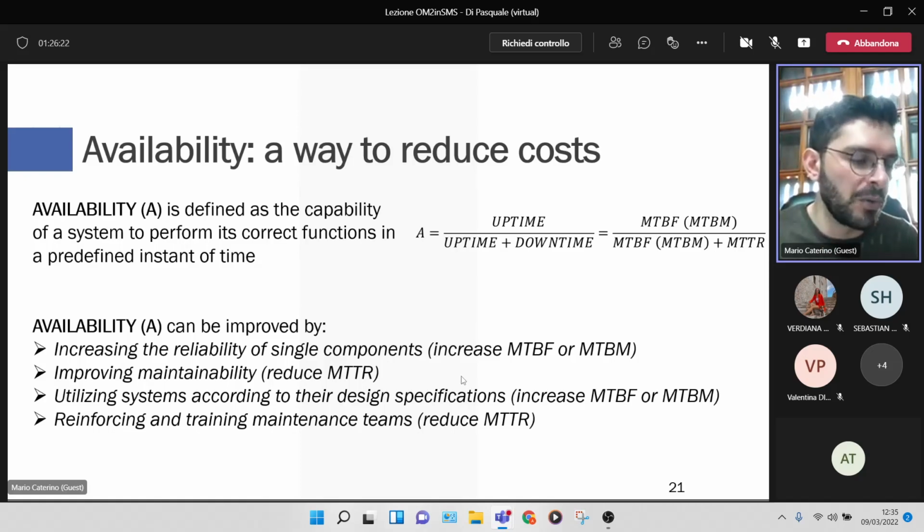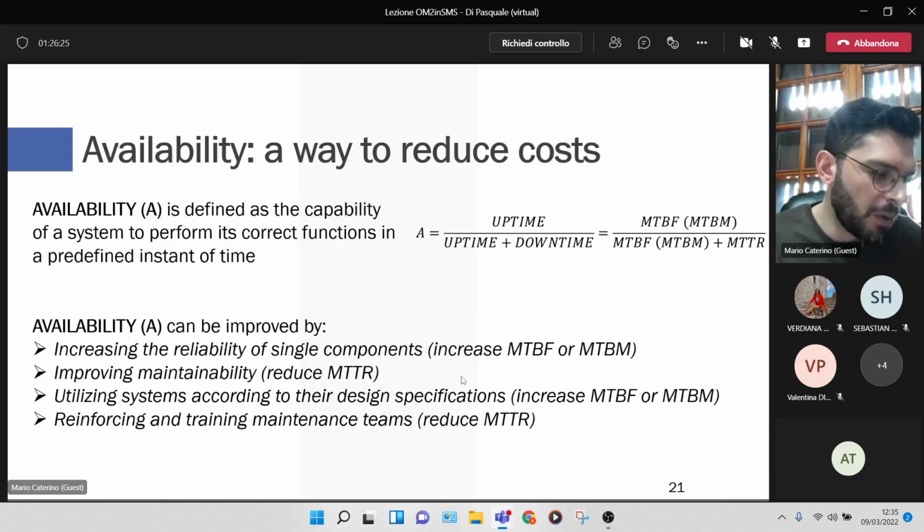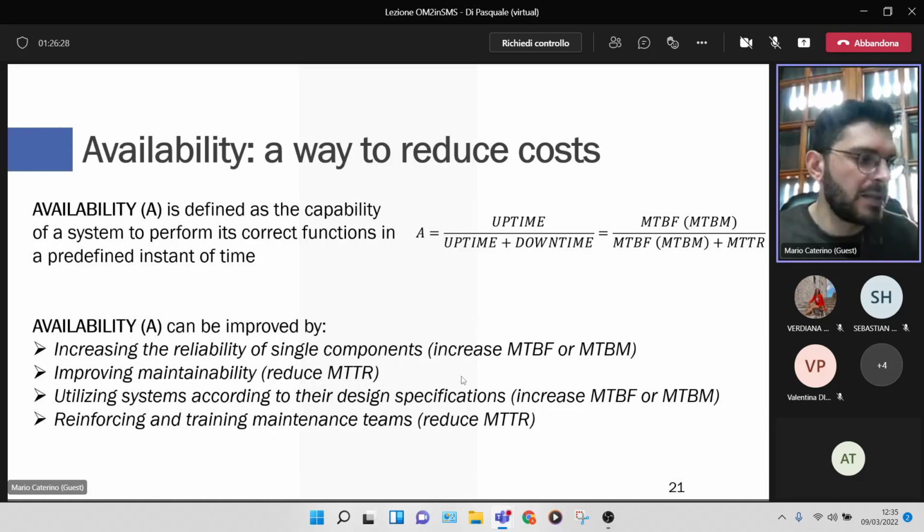It does not often depend on the company that performs maintenance, but on the company that designs the components. The maintainability can also be improved, but also in this case, as we said previously, it may depend on the component, on the company that designs the component or the system.